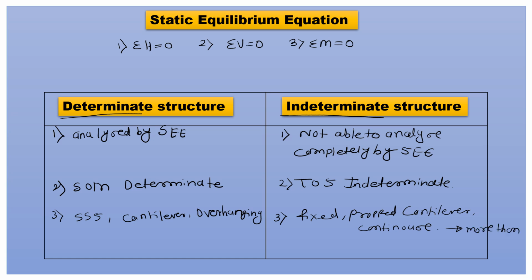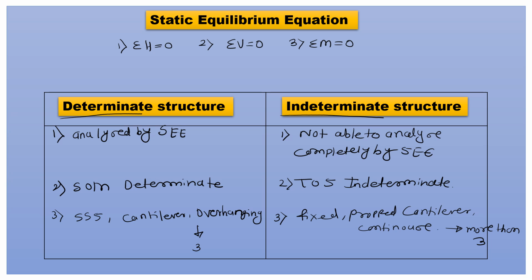So we are not able to calculate more than 3 unknowns by these 3 equations. That's why this is under the indeterminate structure. In case of simply supported, cantilever and overhanging beams, only 3 unknowns are there. But in case of an overhanging beam, if the number of unknowns is more than 3, then that overhanging beam comes into the indeterminate structure. If the unknowns are 3, then we use the static equilibrium equations to solve that beam, and this is considered under the determinate structure.